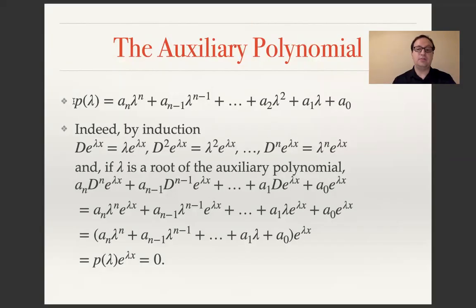Right, here is a proof. So let's say this is the auxiliary polynomial, an lambda to the n plus an minus 1 lambda to the n minus 1 plus etc. plus a1 lambda plus a0. All right, then we want to show that e to the lambda x is a solution of the ordinary differential equation if p of lambda is 0.